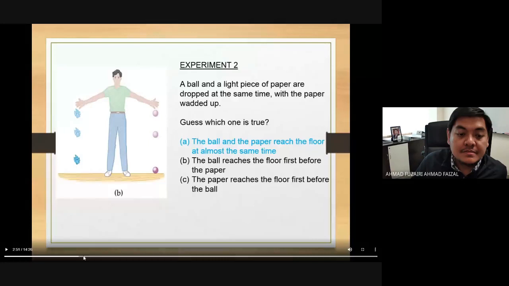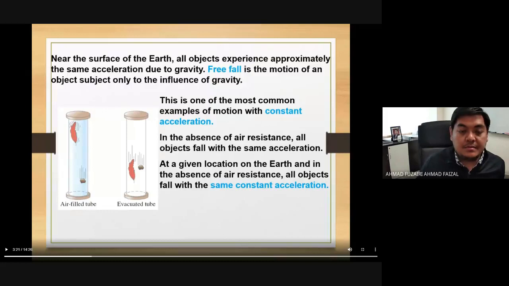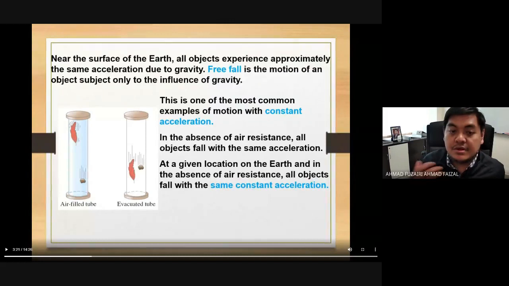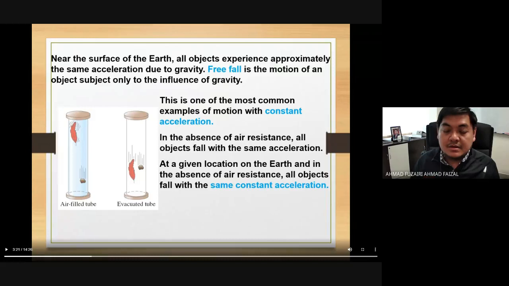So this is because free fall is a motion of an object subject only to the influence of gravity. So in the presence of the vacuum, let's say you fill the tube with air, and then you evacuate all the air, so you actually make the tube become vacuum, meaning that no air. When there is no air, there is no air resistance. So because of that, regardless of the shape, let's say the feather and also the rock, they will definitely fall at the same time.